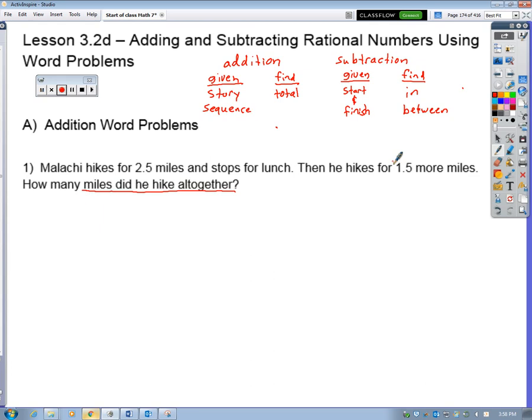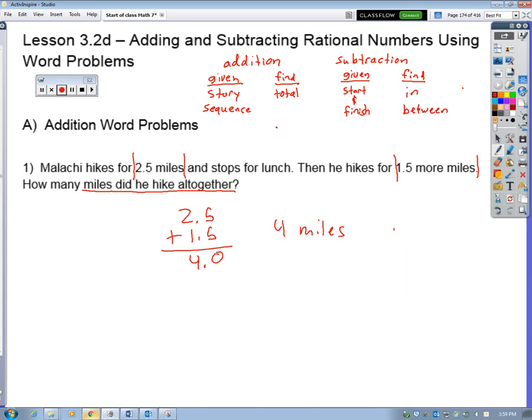So we're going to take those two pieces. Hikes for 2.5 miles, that's positive. Hikes for another 1.5 miles, that's also positive. We're going to add those together, 2.5 plus 1.5. And that's going to get me 4.0, or 4 miles altogether. Okay, see how that followed like a sequence, like a story? Let's take a look at problem number 2.